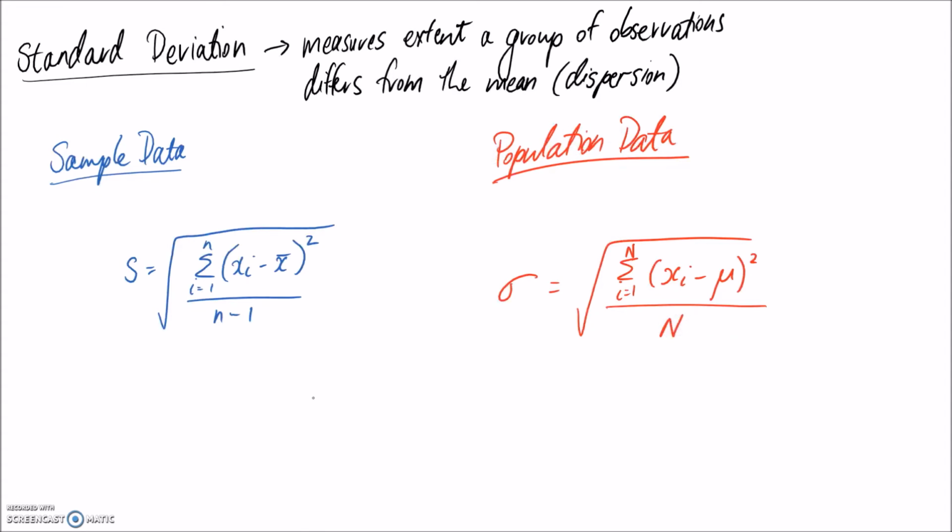So let's quickly do an example again. We've got our data of 1, 6, 2, 4, 6, and let's assume firstly that this is sample data.